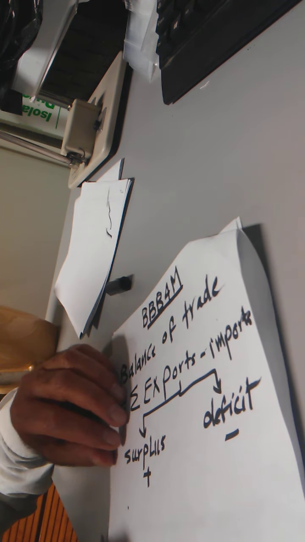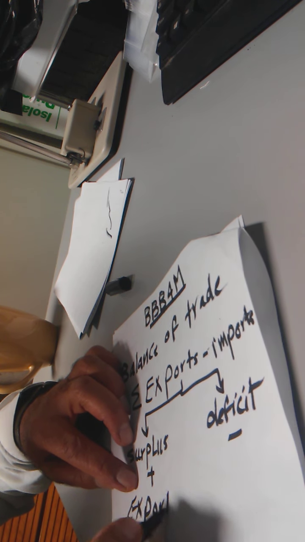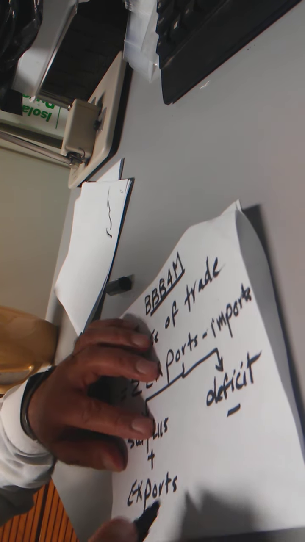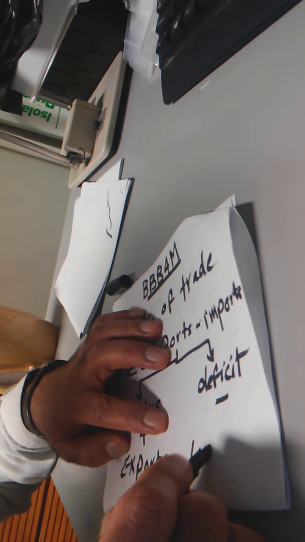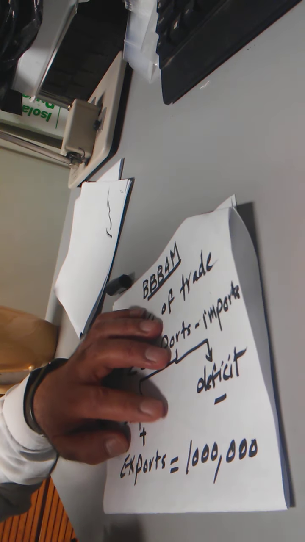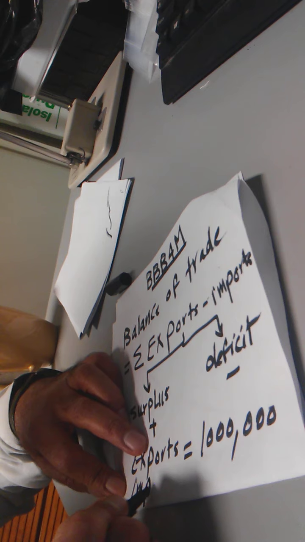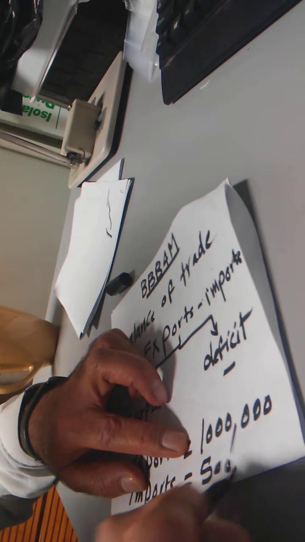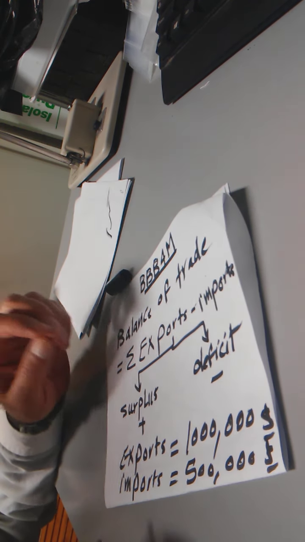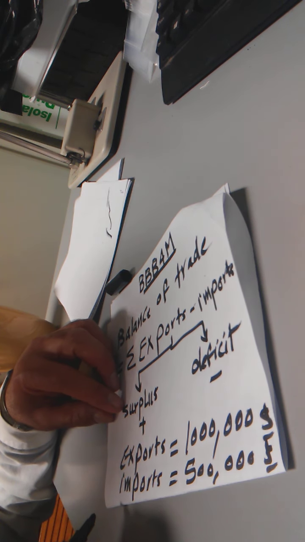An example: suppose that any country has exports of $1 million, and this country has imports of $500,000. So calculate the balance of trade and check out if there is a surplus or deficit.